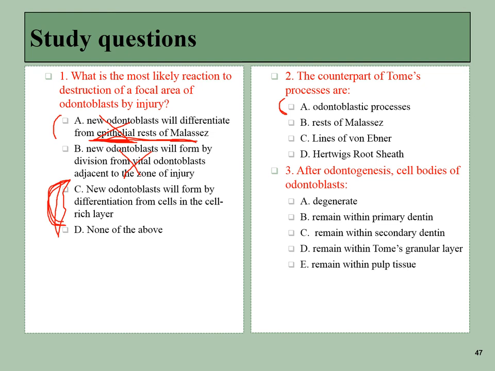Next question. After odontogenesis, where would you find the cell bodies of odontoblasts? Oh, I think I remember that. That's down in the pulp somewhere. So do any of these answers have that? Oh yes, right here. They are in the outer layer of the pulp tissue. You don't have to remember what Tome's granular layer is. You don't have to remember what primary or secondary dentin are. That might be helpful when it comes to exam time, but as far as this question goes, don't get distracted by the incorrect answers.